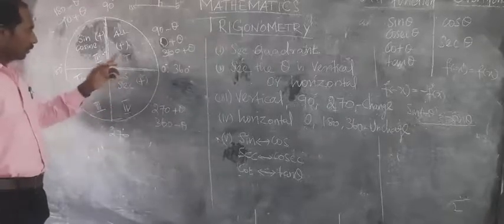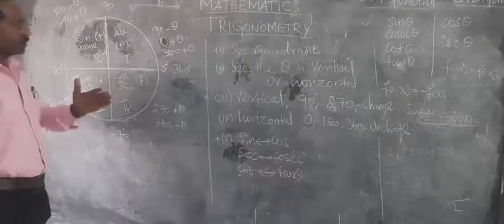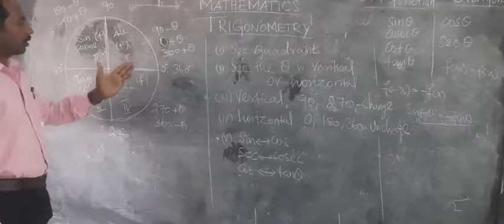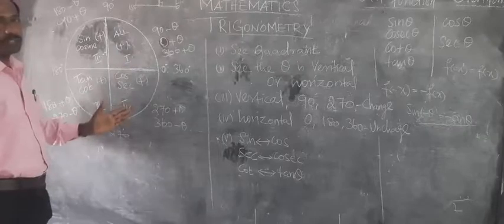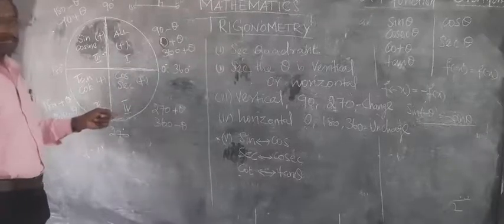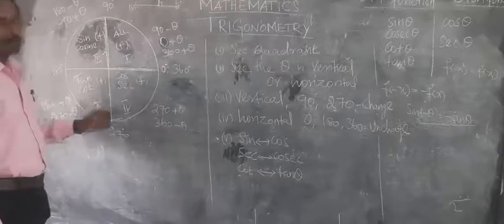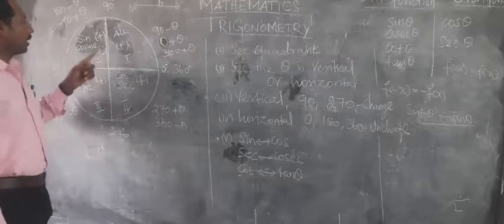So if you think of the first quadrant and the second quadrant, don't think like this. You have to follow the same way: first, second, third, fourth. Very good.